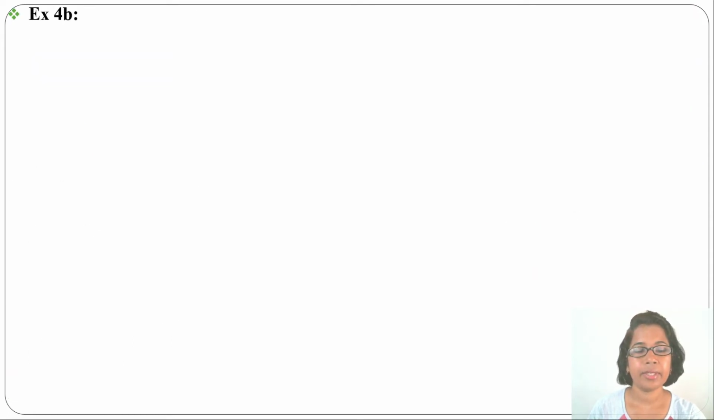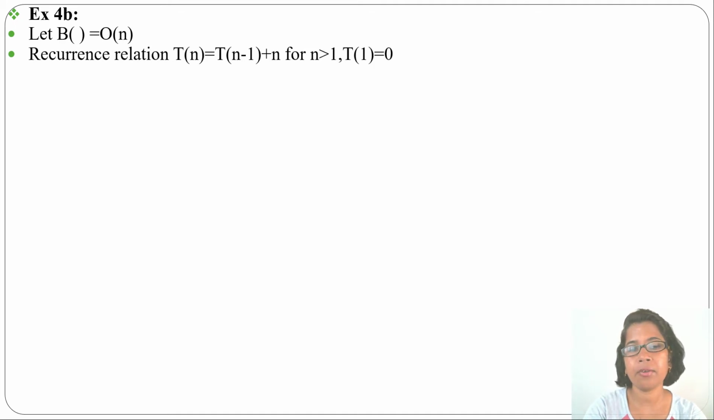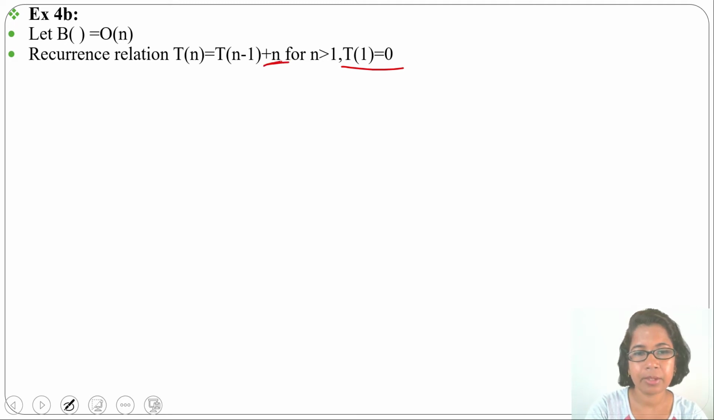Let's discuss one variation of the previous example. If the function running time will be big O of n, then the recurrence relation will be T of n equals T of n minus 1 plus n for n greater than 1, and T of 1 equals 0. This is our initial condition. Just this is the change. Previously it was 1, now it is n.